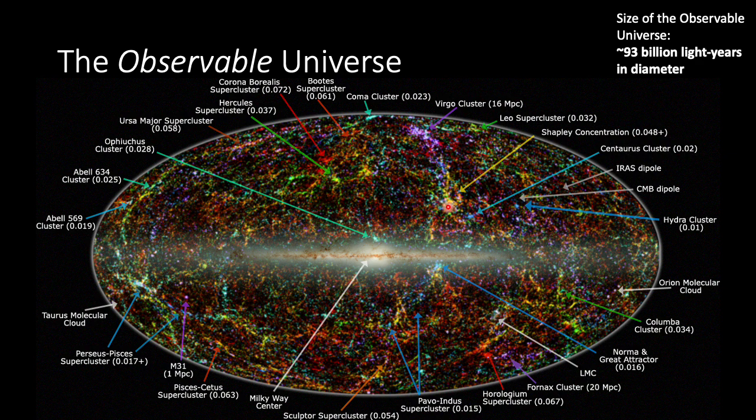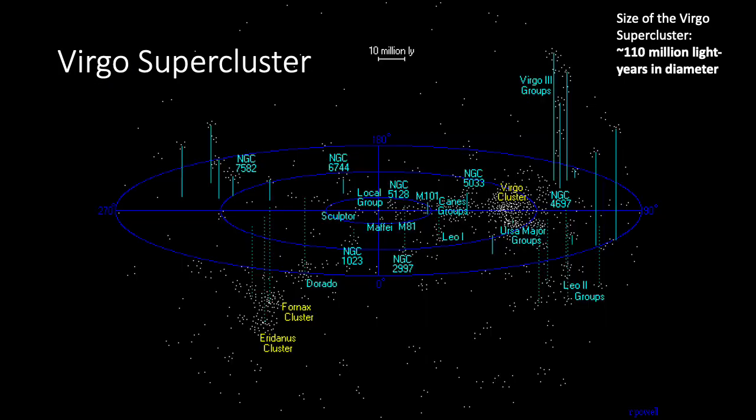And our Milky Way galaxy is also a part of clusters and superclusters. Continuing to move in from 93 billion light years in diameter from the previous slide, we're now going to move into 110 million light years in diameter. And at that stage, we are observing the Virgo supercluster.